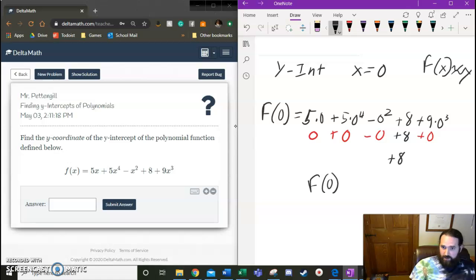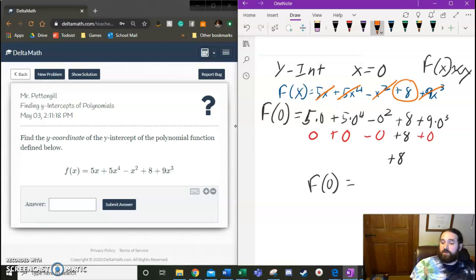So for those of you out there that are on the brighter side, you're looking at this and going, hey, wait a minute. Couldn't you have just gone back to the very beginning instead of even substituting? Back when your problem looked like this, f of x equals 5x plus 5x to the 4th minus x squared plus 8 plus 9x to the 3rd. Couldn't I have just ignored everything that had x's, just essentially gotten rid of everything, and the answer is 8? Yes, that's exactly what you should be doing. In fact, that's the easy way to get these answers.